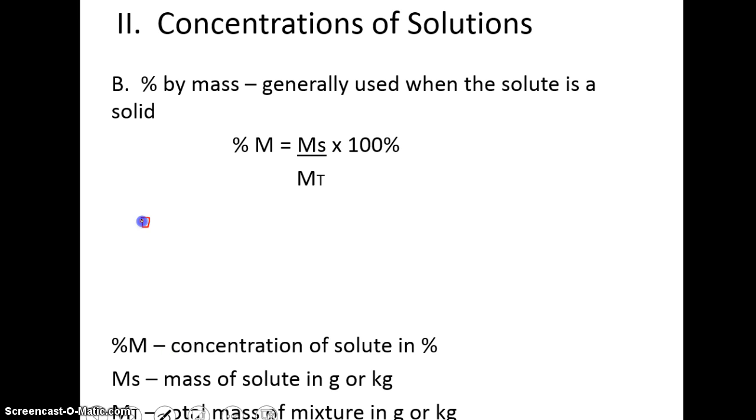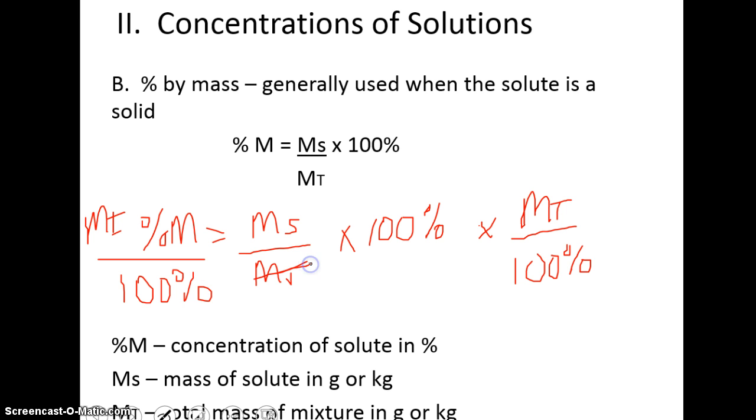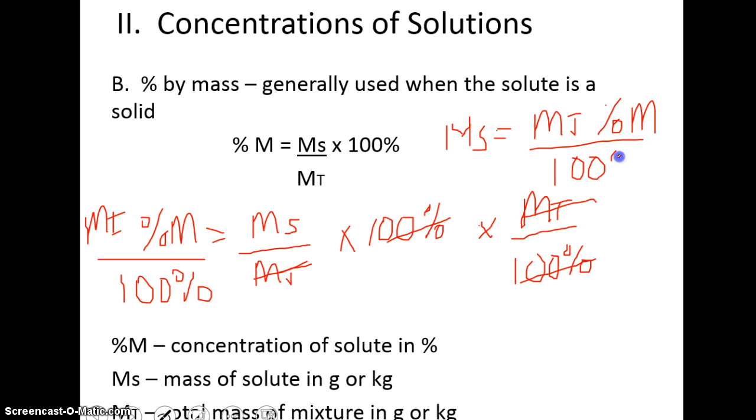So I'm just going to rewrite it so we can manipulate it. And you should pause and try to do this on your own. It is similar to the one that we did before. So we have to get rid of the 100% and the Mt. So we're going to multiply by Mt and divide by 100% on both sides. That way our Mt cancels out and our 100% cancels out. So make sure you write down this equation because I will not give it to you on the test. So Ms equals Mt times percent M over 100%.